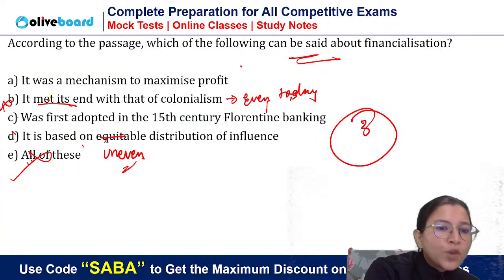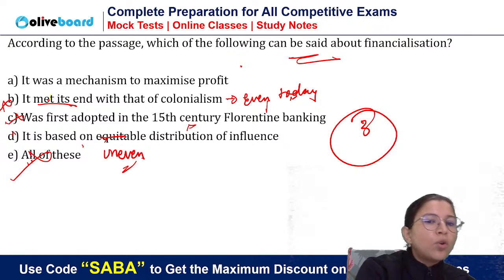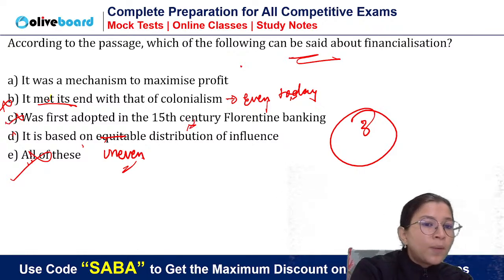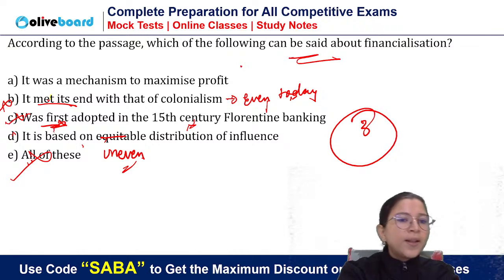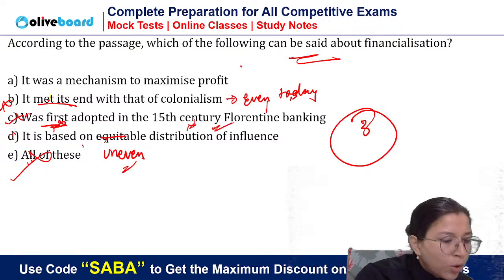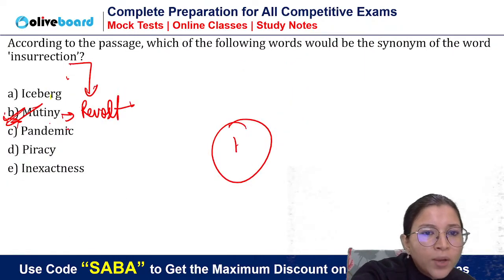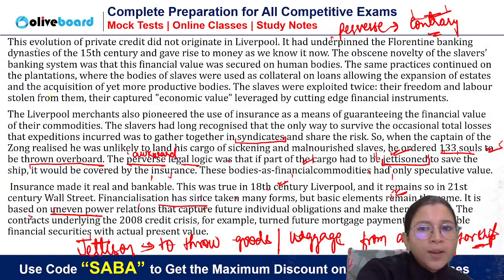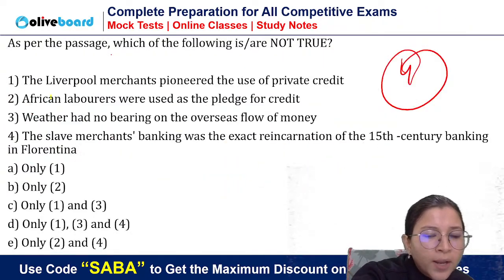And was first adopted? No, before the 15th century also it is given that it was adopted, but not first. The first word is missing there. So you can't say that it was first adopted. It was adopted in the 15th century Florentine banking system also, but nowhere is it given first. You can see this line also. It had underpinned the Florentine banking dynasties of the 15th century, but nowhere first is given. So you can't draw that conclusion.